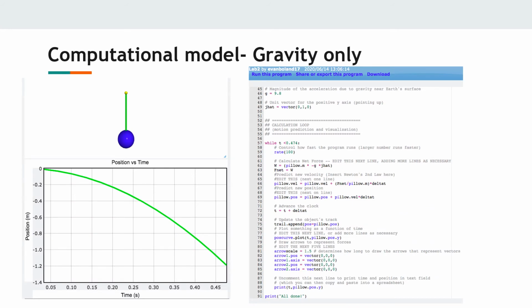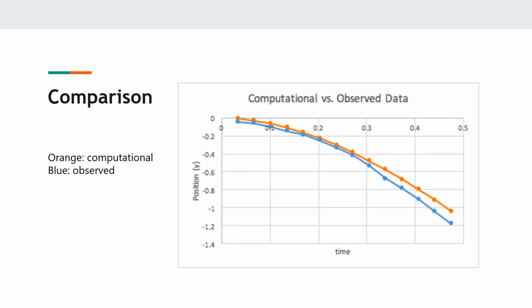So here's a look at a computational model that I made within GlowScript. The only force acting upon the object in this code is gravity, as you can see with the g equaling 9.8, and it's acting upon the mass of the pillow. And so this is the graph that you would get if that were the only force acting upon the object. In this graph, you see the difference between the observed graph of the pillow dropping and the computational graph of just gravity acting upon the object. As you can see, those endpoints are a little bit off, and I'll explain why that happened in the next couple slides.